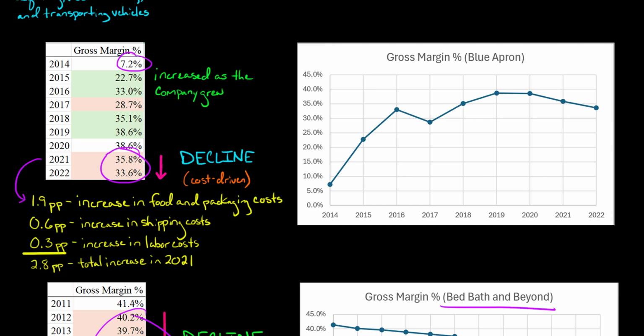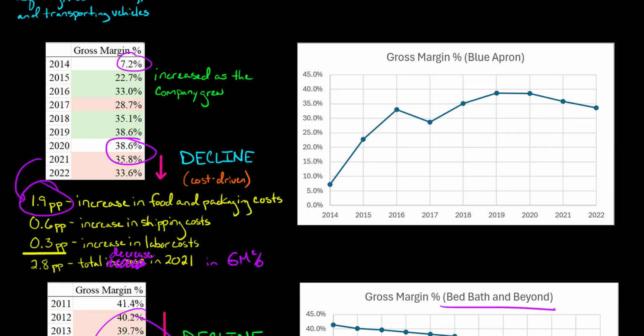And then here we see it start to decline. So I went for those years, and actually Blue Apron gave very good disclosures. And so this was a cost-driven decline when we focus on these years here. From here to here, that's a 2.8 percentage point increase in cost of goods sold as a percentage of sales, or I should say, since we're focused on the gross margin percentage, a decrease in gross margin percentage of 2.8 percentage points.